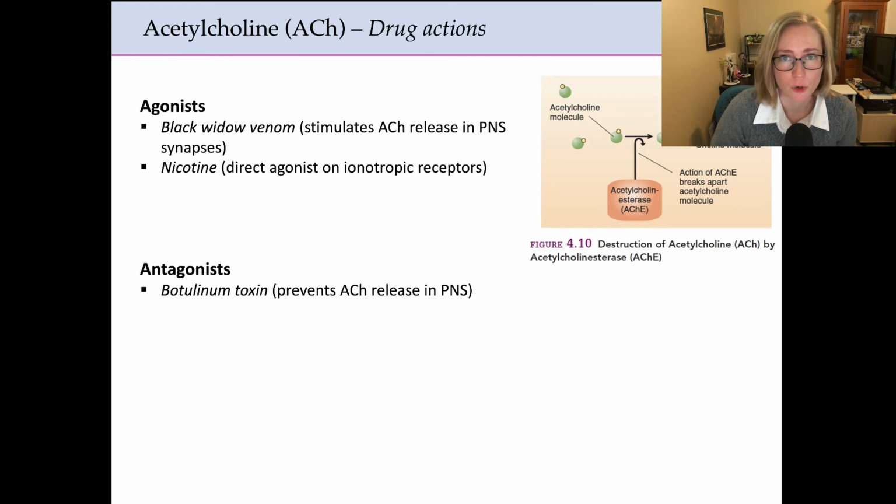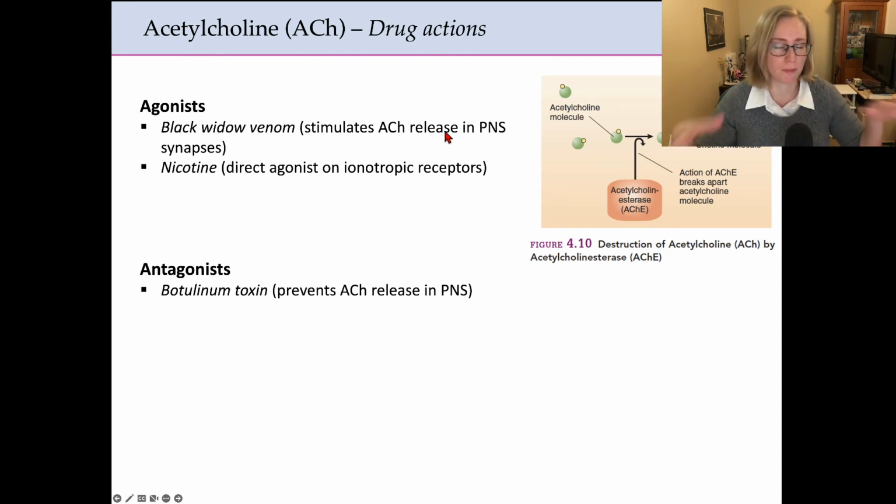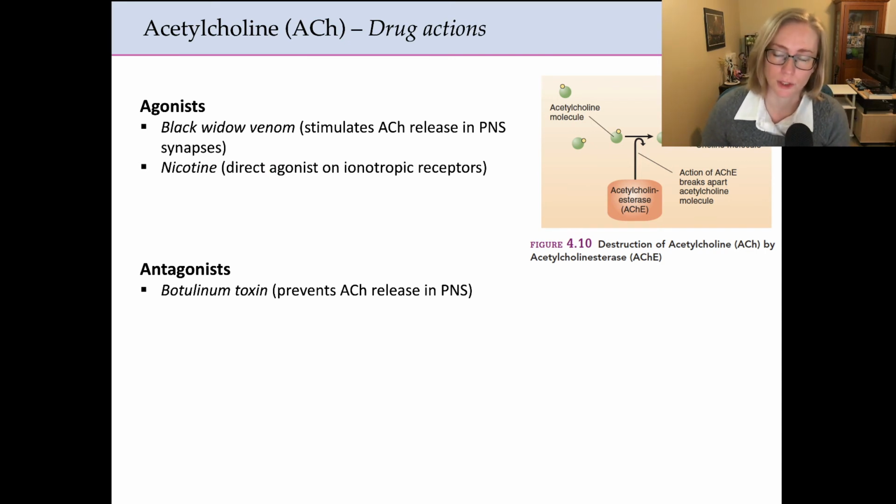Okay, so for acetylcholine, we talked about a few drugs. These are the drugs I want you to know for acetylcholine. Black widow spider venom stimulates the release of acetylcholine, basically dumping all of the acetylcholine in. So it's an agonist, as well as nicotine, a direct agonist, for ionotropic acetylcholine receptors. An example of an antagonist is Botox. It prevents the release of acetylcholine.